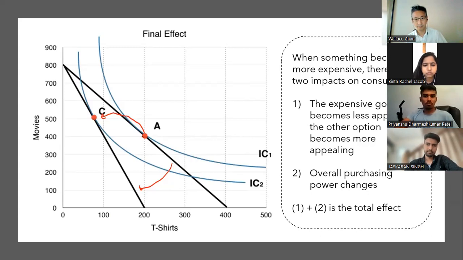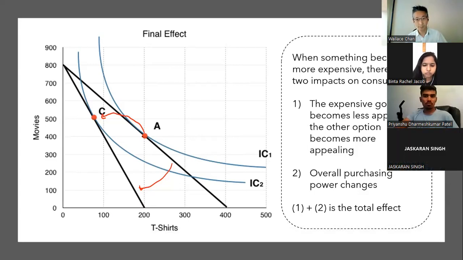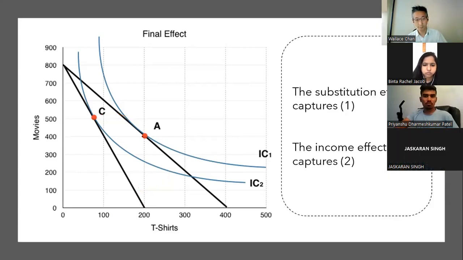So this 1 + 2 gives you the total impact, right? So we want to say, okay, what is the exact change in behavior just because of effect 1, becoming more appealing, and effect 2, and then we can isolate them and add them to get an idea of the total. We have devised 2 terms for these 2 effects.